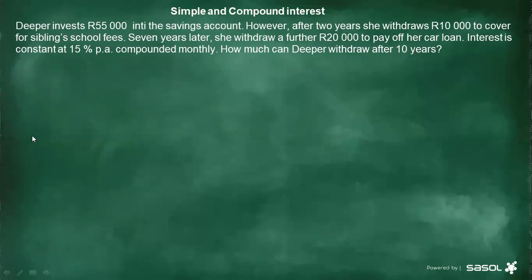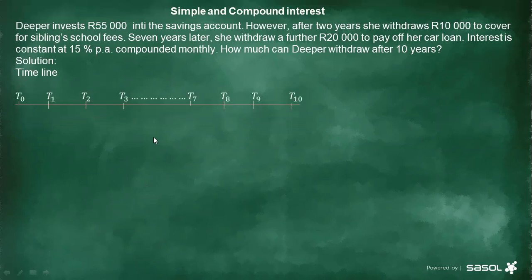So now in this one, we also have to use the timeline because you can see we have withdrawals. I think it's only the withdrawals in this one. We don't have any deposit. So we need to be able to calculate the final amount after investing 55,000. Now let's see how we calculate this one. We start with the timeline because now it's 10 years. Let's see, this is from T0 to T10 because T is 10 years.